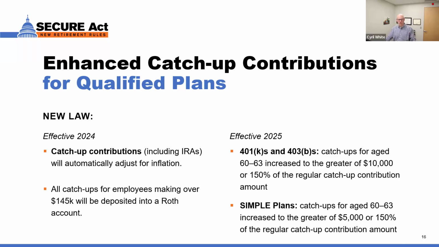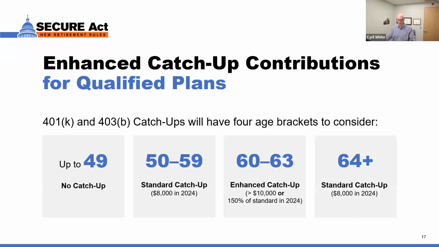And they've also added this option to SIMPLE plans. A SIMPLE plan is a small business retirement plan, similar to an IRA, but the employer can also make a contribution as well as the employee to a SIMPLE plan. And it's for companies that have fewer than 100 employees. They made a catch-up contribution for people between the ages of 60 and 63, the greater of $5,000 and 150% of the regular catch-up contribution.